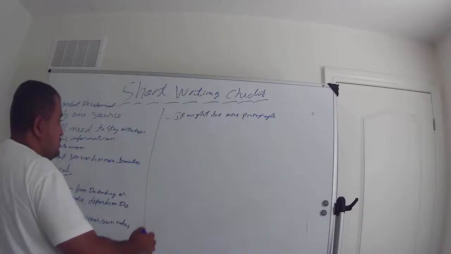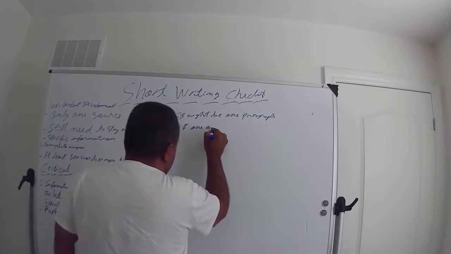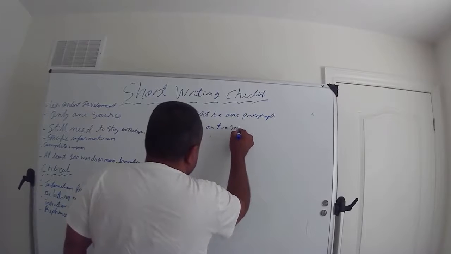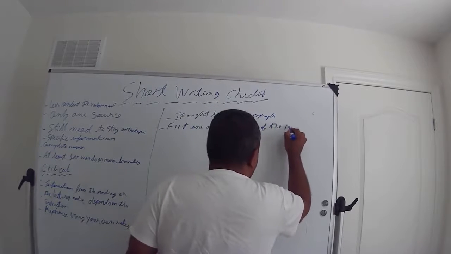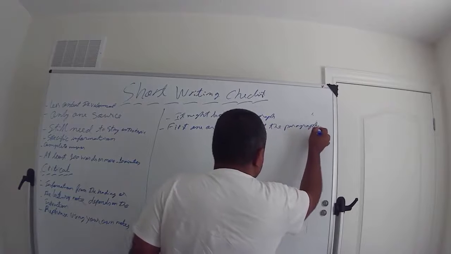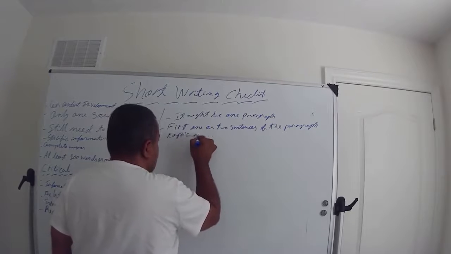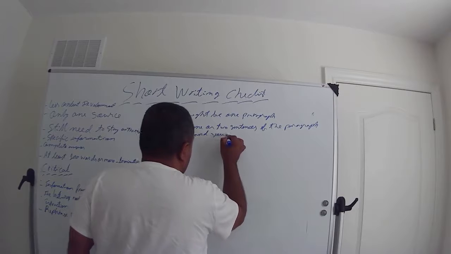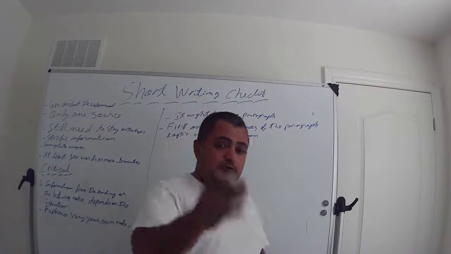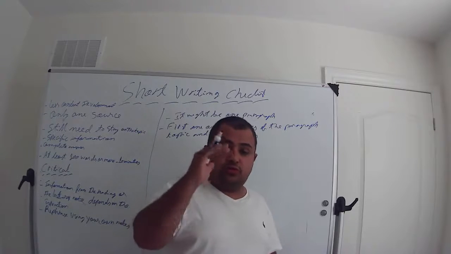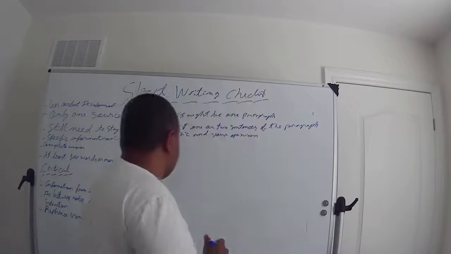Don't go somewhere else. The first 1 or 2 sentences of the paragraph would be the topic and your opinion. So from that paragraph, or from the 100 words that you're using, the first 1 or 2 sentences would be the topic itself and your opinion about that specific topic.